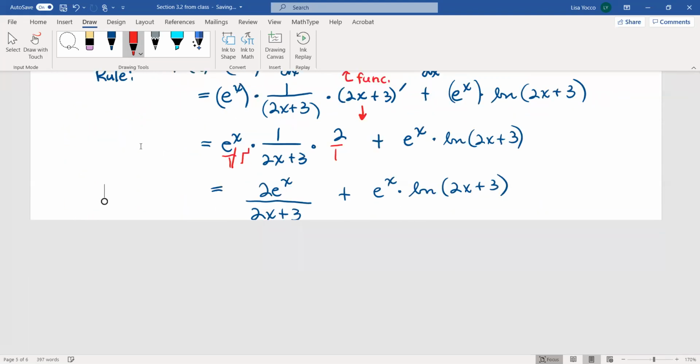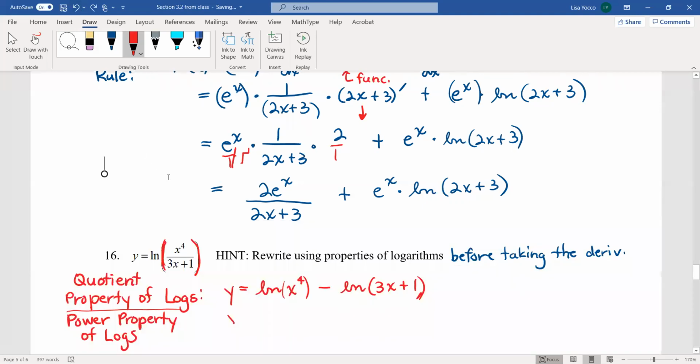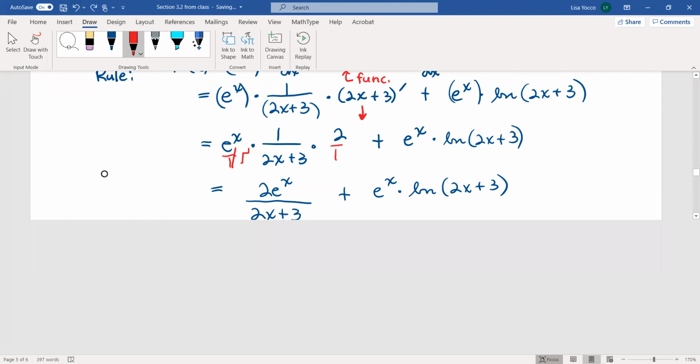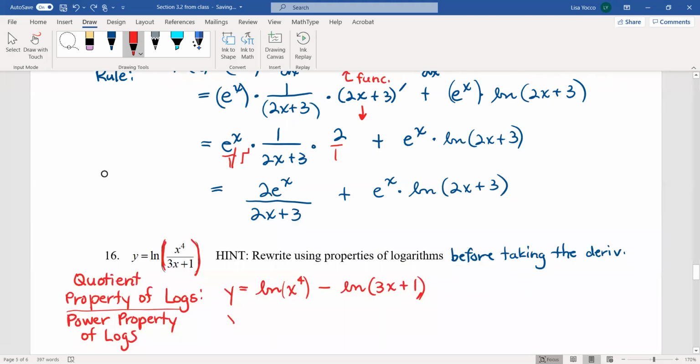Okay. Man. I really wish I could just move this. Make it smaller.